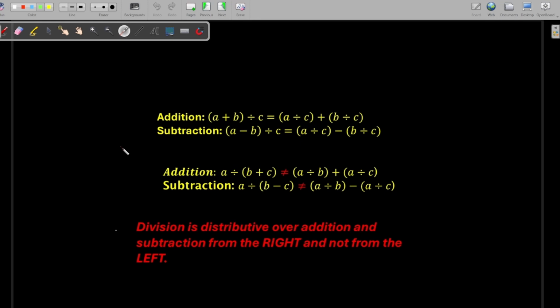So far so good. We've been able to prove that division is distributive over addition and subtraction from the right and not from the left. So you see, distributive property is a powerful tool in arithmetic, algebra, and even real life application, because it allows us to break down complex expression into simpler parts, making our calculation easier, as you've seen so far.